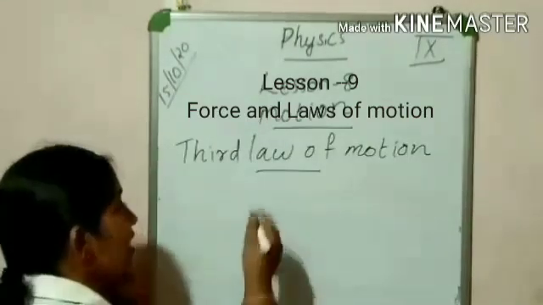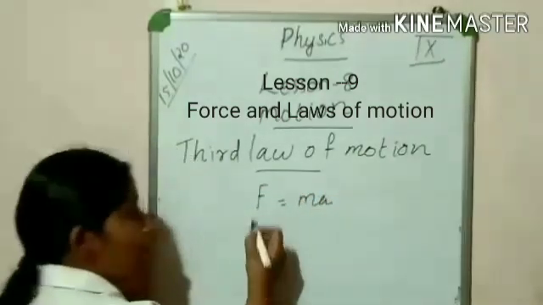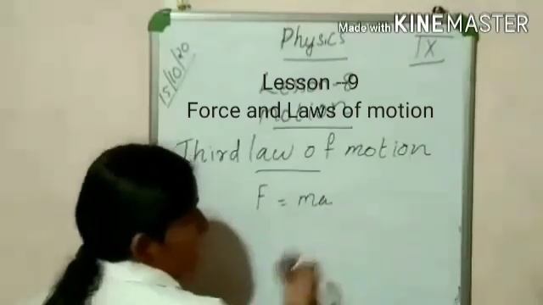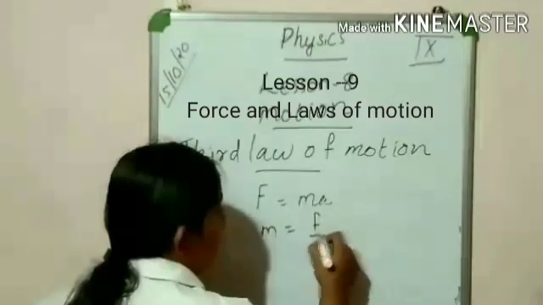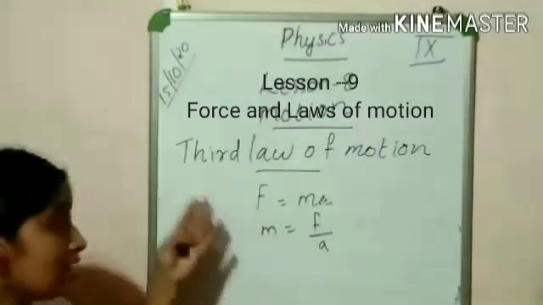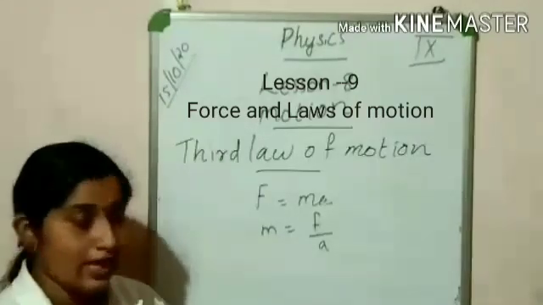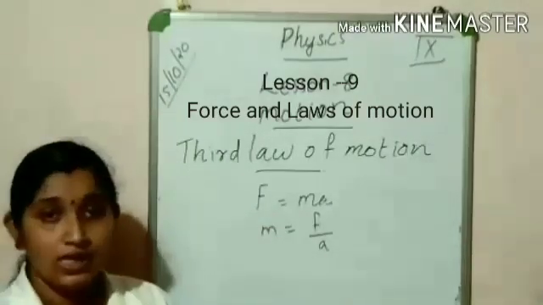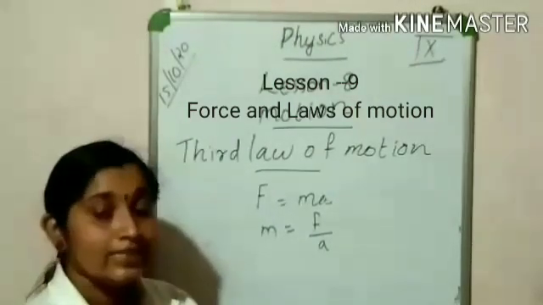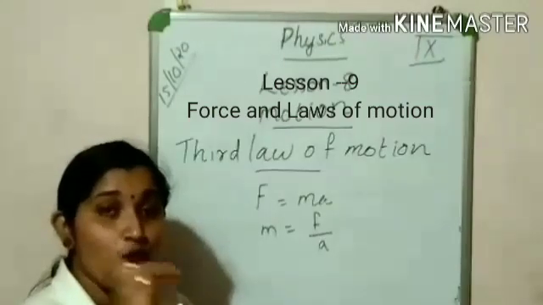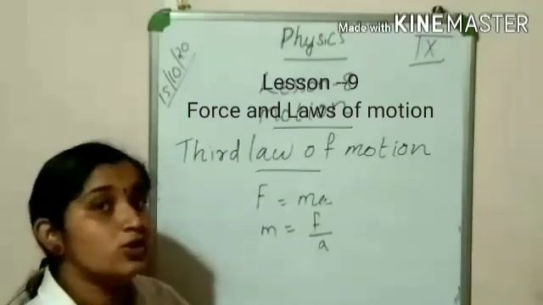We already studied that F equals ma. That is, force is equal to mass into acceleration. From this equation, m equals F by a. That is, when mass increases, the acceleration decreases. Let us see another example. When a gun is fired, the gun applies a forward force on the bullet. The bullet applies a backward force on the gun.